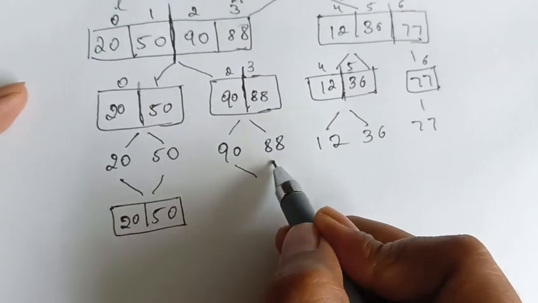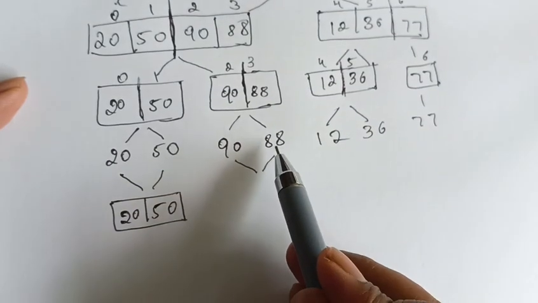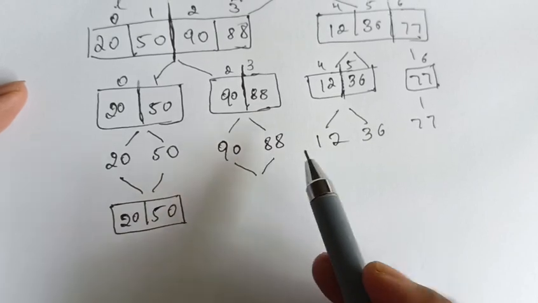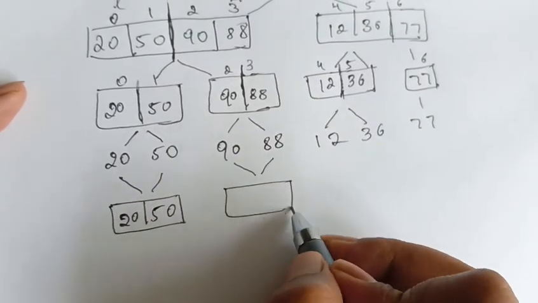Now I'll come over here, 90 and 88. Is 90 less than 88? No, the condition is false, so swap. 88 comes here, 90 goes here.